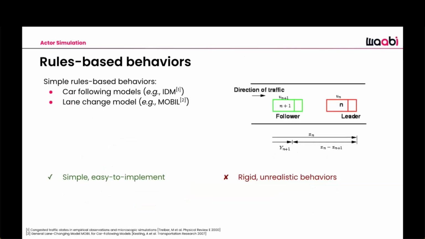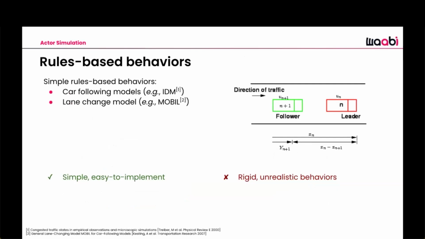Okay, so perhaps the simplest way to get started in actor simulation is to just use rules-based behaviors, like the classic IDM model, right? So here we'll leverage classical car following models like IDM or lane change models like MOBIL to simulate actor behaviors. And this is actually what's often done in a lot of popular planning simulators like Waymax or SLEDGE, right? This is a very conceptually simple approach that's really easy to implement.